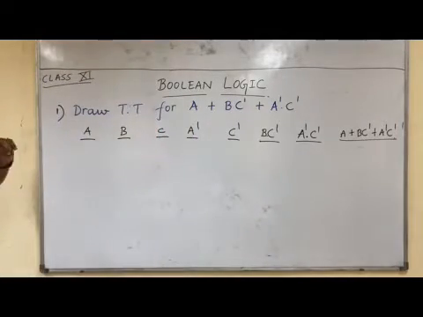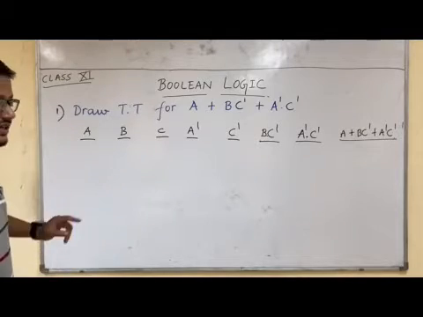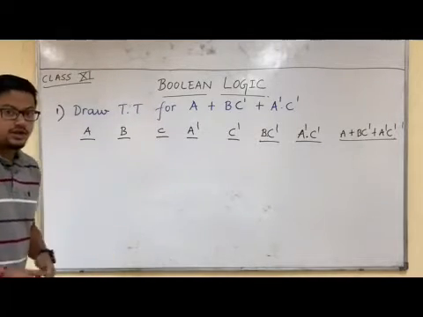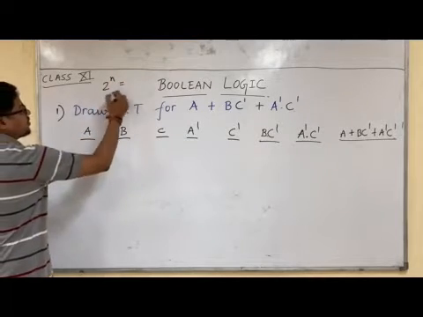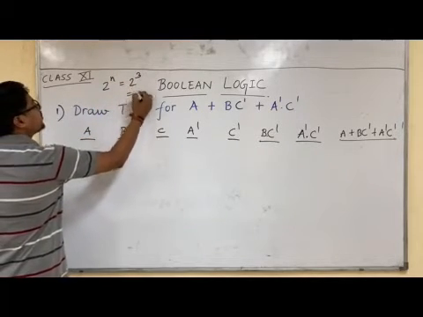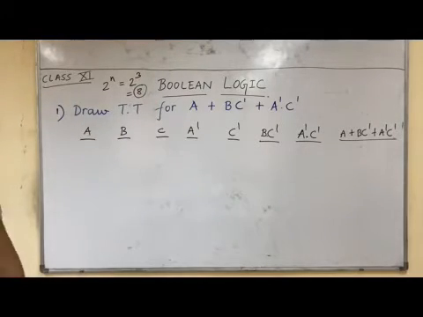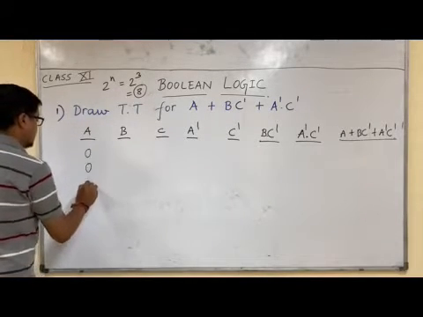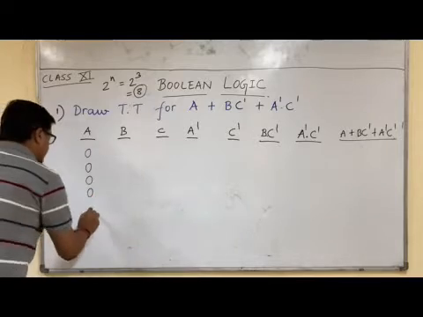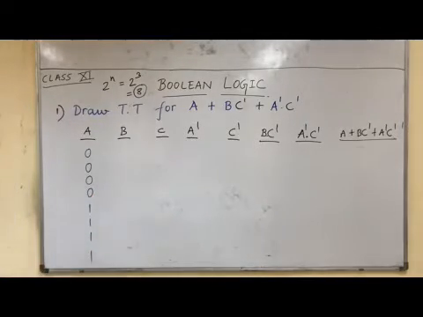Now remember yesterday's point students. How many major variables are there? 3. So what was the formula? 2 to the power n, where n is the number of variables. 2 cube, that will be 8. So how many entries will be there? 8. Okay, let us start. We will write it properly today. For A: 0, 0, 0, 0, 1, 1, 1 and 1.